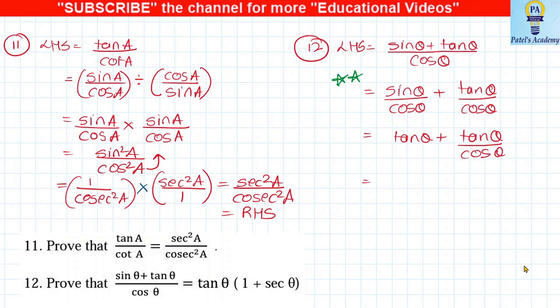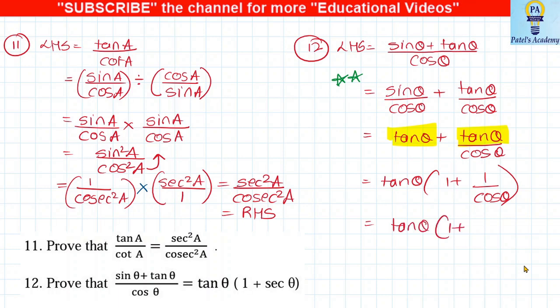The next step, I can take tan theta common. If I take tan theta common, what I get is 1 plus 1 upon cos theta. Last step and the sum is done. Tan theta as it is, 1 plus 1 upon cos is sec theta, that is nothing but equal to RHS. Students, pause the video and understand the sums very carefully, both the sums, 11th and 12th.